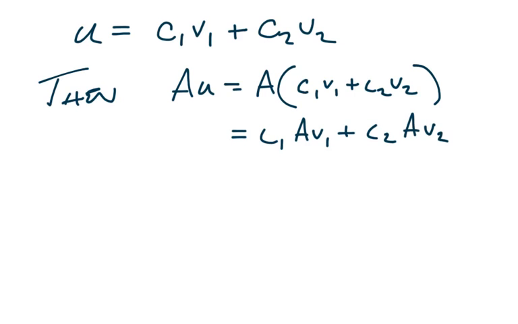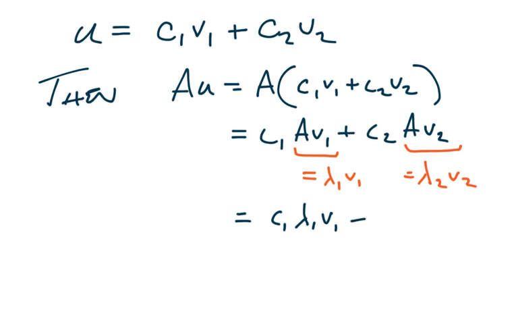We get this. And now we can use the fact that V1 is an eigenvector corresponding to lambda 1, so A V1 is lambda 1 V1. And here, this is lambda 2 V2. All right, so here we're just using the fact that these are eigenvectors, right? The basis happens to consist of eigenvectors of A. So this is going to look like C1 lambda 1 V1 plus C2 lambda 2 V2.